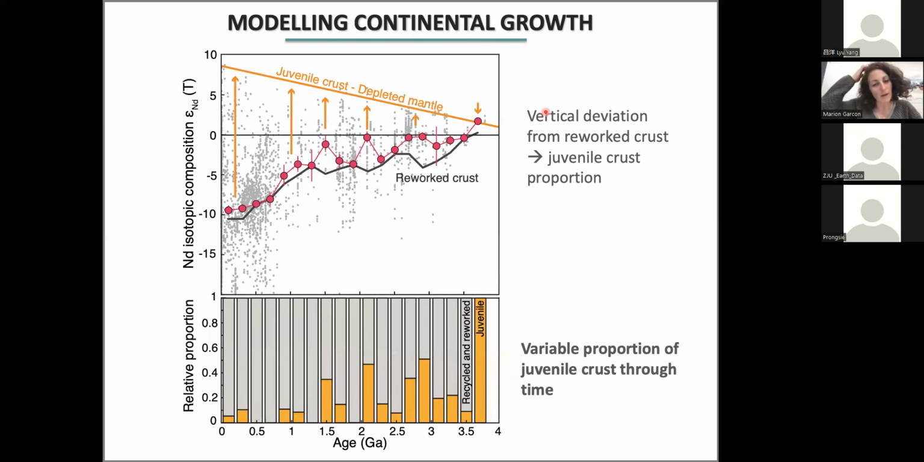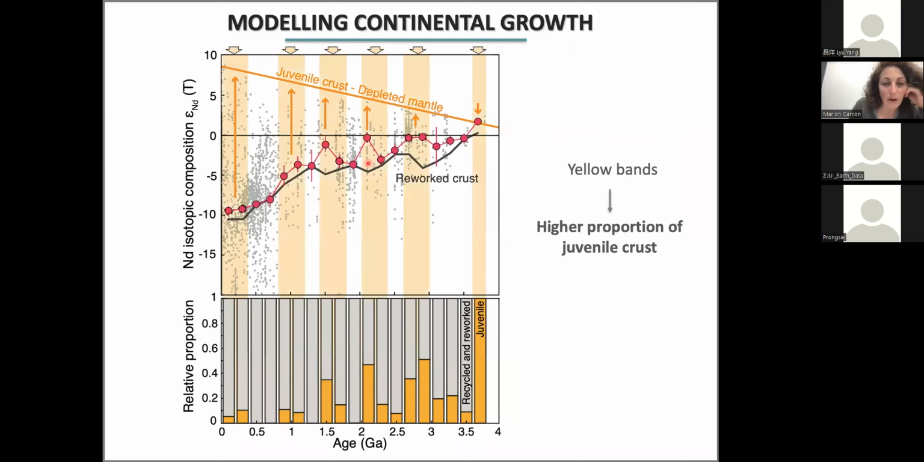So when you do that, if I show you what it does in this type of diagram, you end up modeling a reworked crust. And basically, each time the true composition of the continent, which is represented by sediment in pink here, deviates from the reworked crust, it means that you have added something new, which is this composition. So you can quantify how much juvenile crust was added at each point T. Each time you have this big vertical deviation, it means that you have a high proportion of juvenile crust added. So this is what we see here.